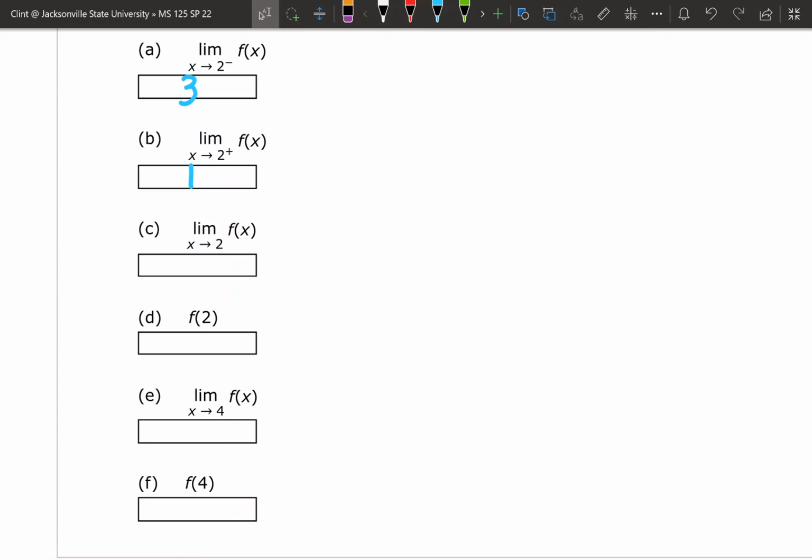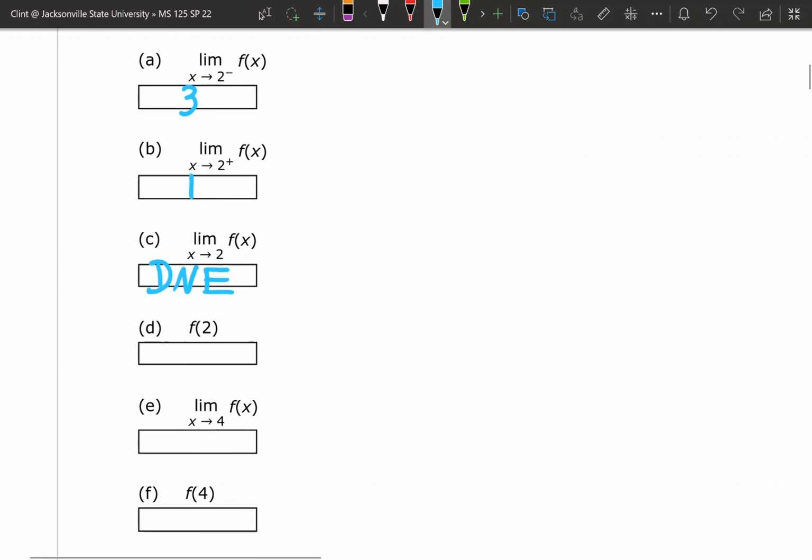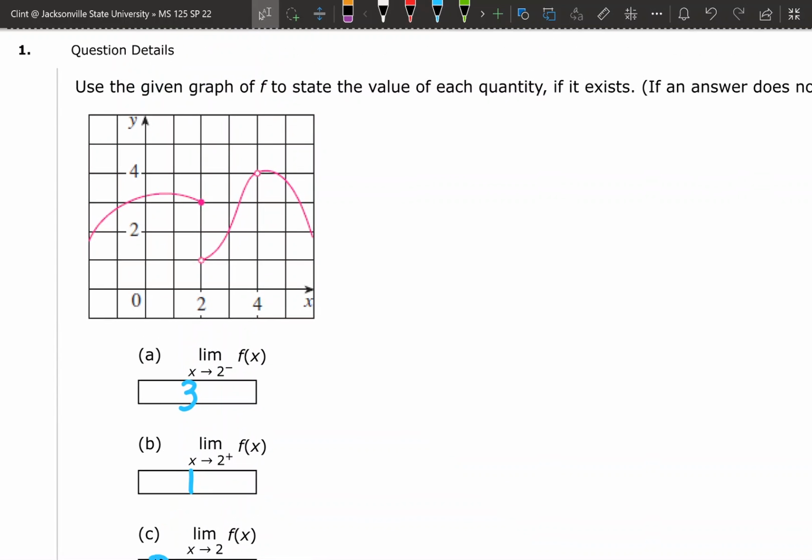So we got from the left and from the right. So yeah, C is not going to exist because our limit from the left and our limit from the right are not the same. It's been a while since we talked about that, but you have 2 different limits coming from the 2 different sides, and the 2-sided limit does not exist. And then D asks us for f of 2. We just want to know what the y value is when x is 2.